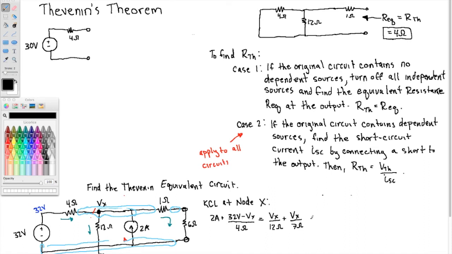Okay, so we can solve that then. Let's see, the common denominator here is what? It's not good.